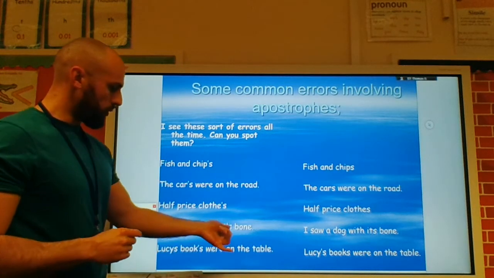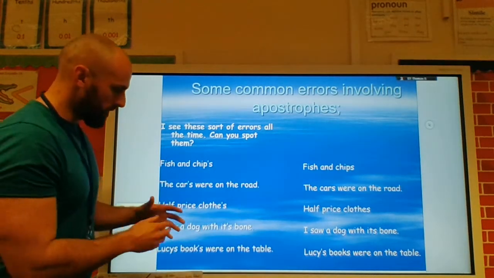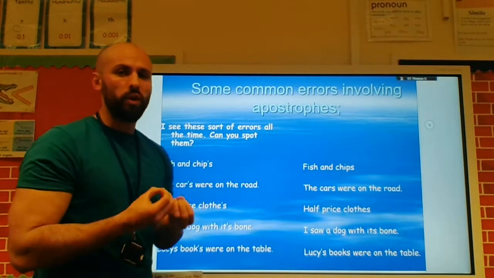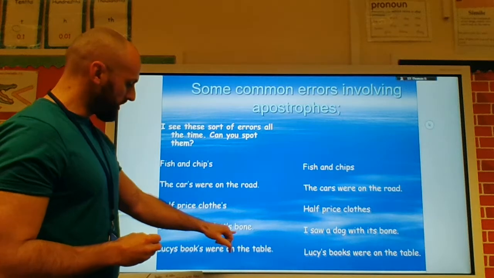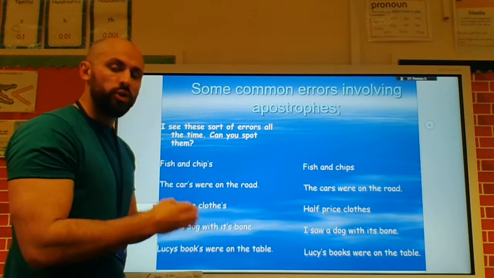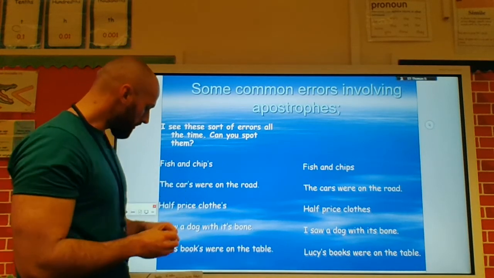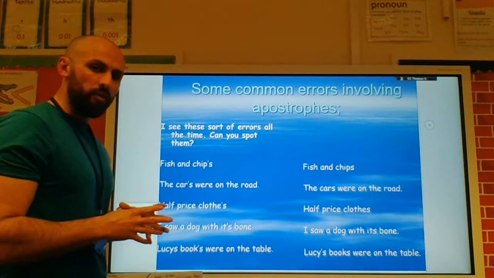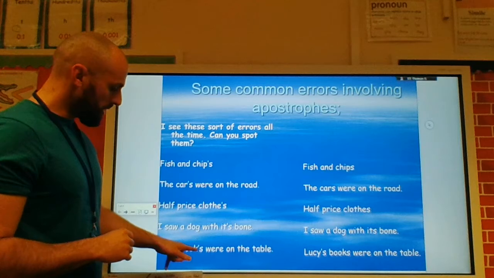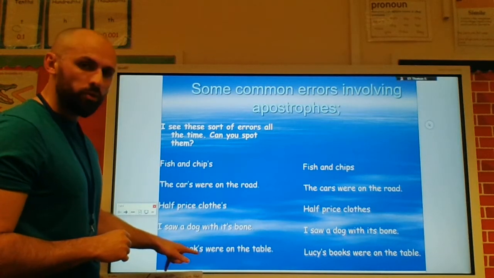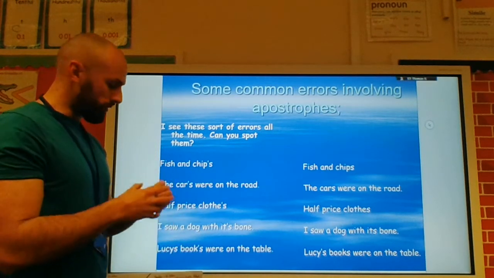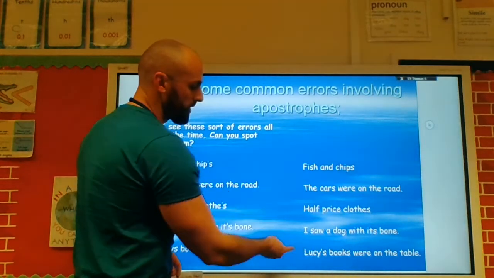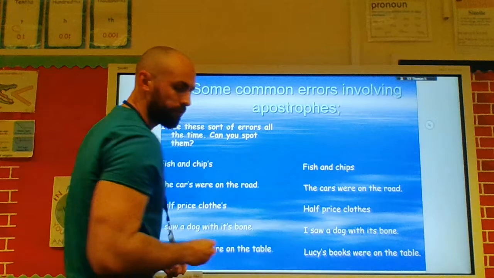I saw a dog with its bone. Well actually that is possession. But remember, English is rubbish at following rules. So because this is a pronoun, you do not use an apostrophe. Lucy's books were on the table. Well, this error here, they've actually used the possessive apostrophe in the wrong place. The books belong to Lucy, so it should have been Lucy apostrophe S. They are Lucy's books.